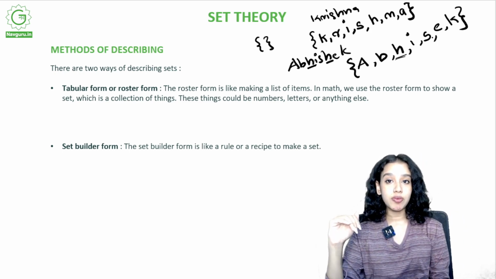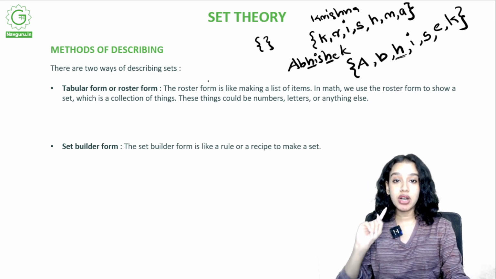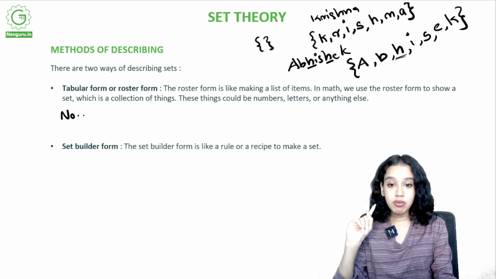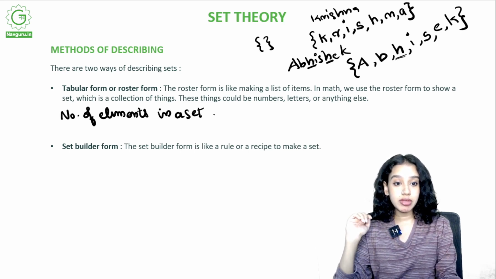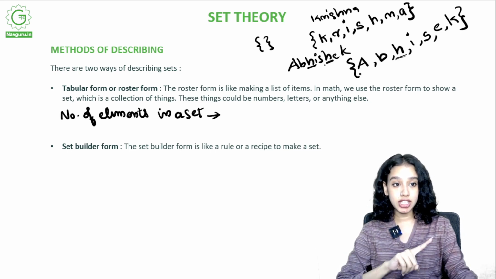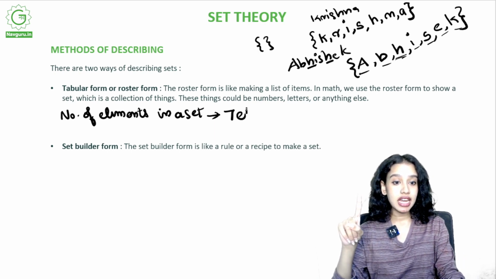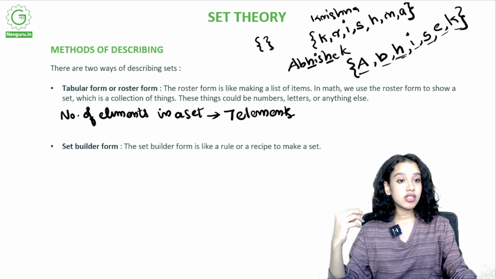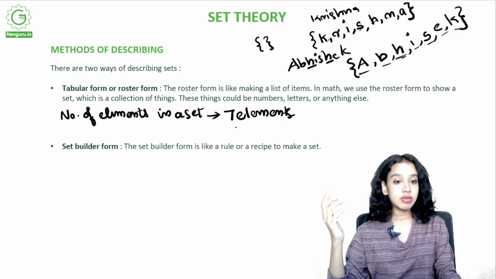So what is set builder form? Also, before moving to the set builder form, one more thing we have to notice here is the number of elements in a set. If we take the set of the alphabets of the name Abhishek, we have 1, 2, 3, 4, 5, 6, 7. We have 7 elements, right? And in case of the name Krishna, we have 1, 2, 3, 4, 5, 6, 7. Again, we have 7 elements there, right?